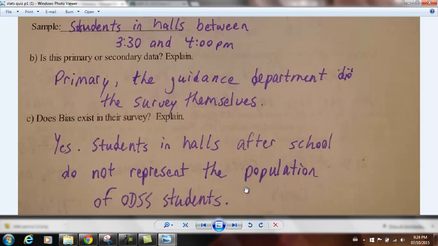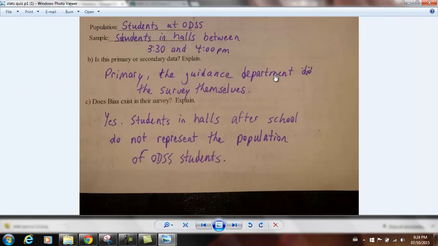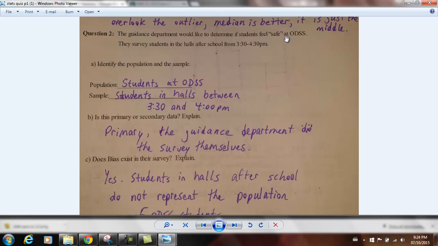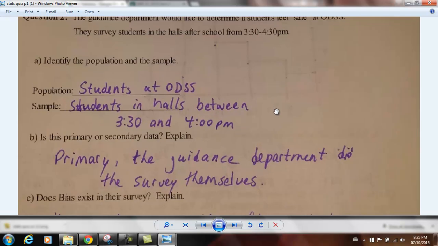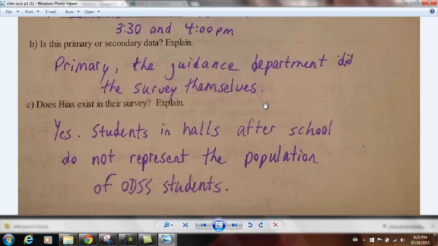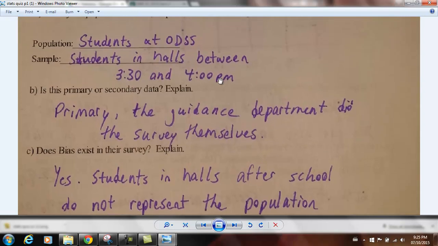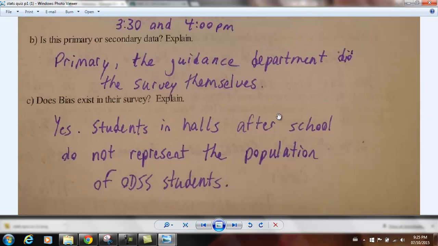And you might realize this, yes, there's absolutely bias in this survey. Students in the halls after school don't represent the population of ODSS students, particularly if you're asking them if they feel safe. If you don't feel safe at your school, you probably are going to go home at 3:05. You're probably not going to be hanging out at 3:30. And whether that be true or not, the people that are there between 3:30 and 4 don't represent the entire population. They don't have to be the entire population, but they might be a certain type of people that don't really give you the voice of everybody.